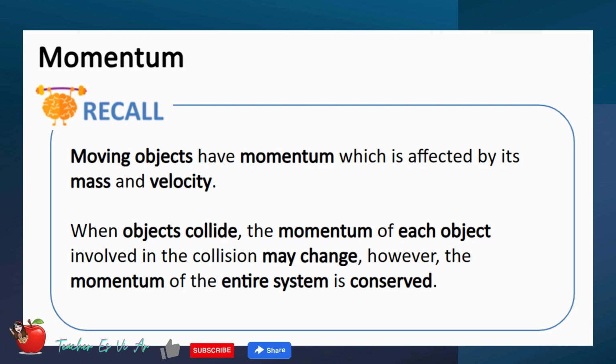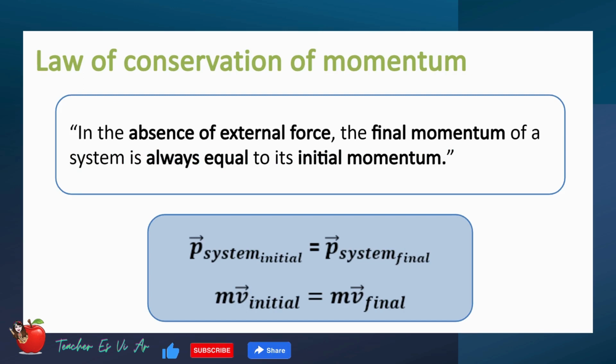This is known as the law of conservation of momentum. In the absence of external forces, the total momentum of an isolated system is conserved. This means that the total momentum of the system before a collision is equal to the total momentum after a collision.